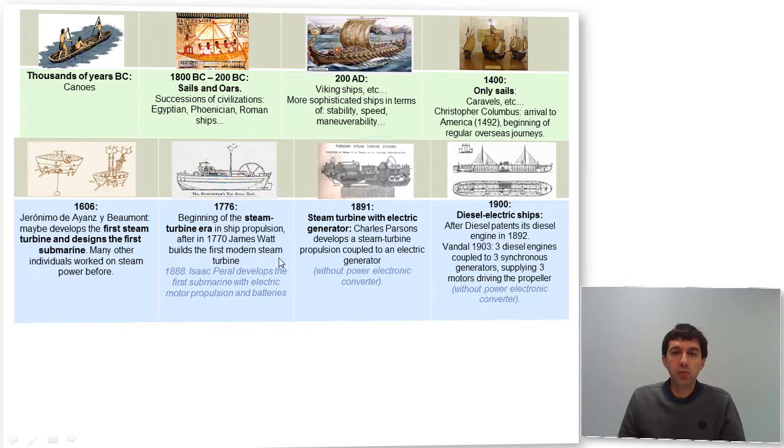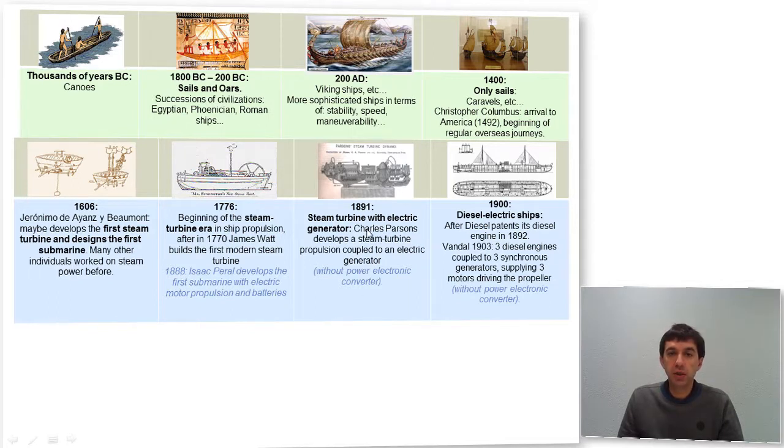However, at this year we can say that the steam turbine era in ship propulsion started, after James Watt built the first modern steam turbine. Then, at this year, we can remark as well another Spaniard, Isaac Peral, because he developed the first submarine with electric motor propulsion and batteries.